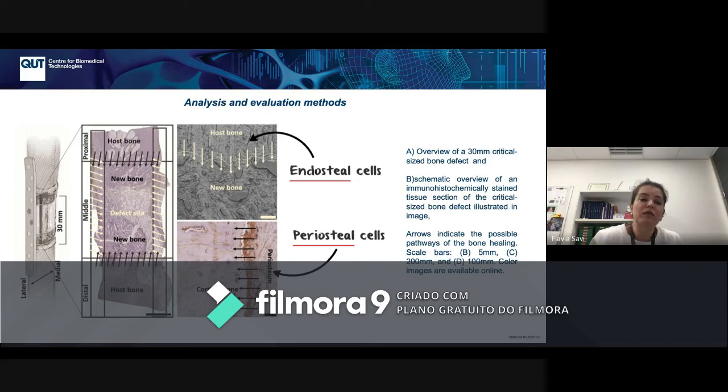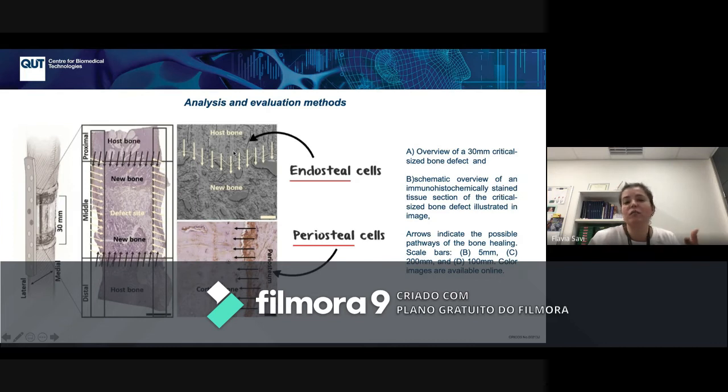So the proximal part is closer to the upper body, and the distal part is further from the body. So you have more mechanical loading on the proximal part and less mechanical loading on the distal part. So you want to know what is happening in all of these areas.